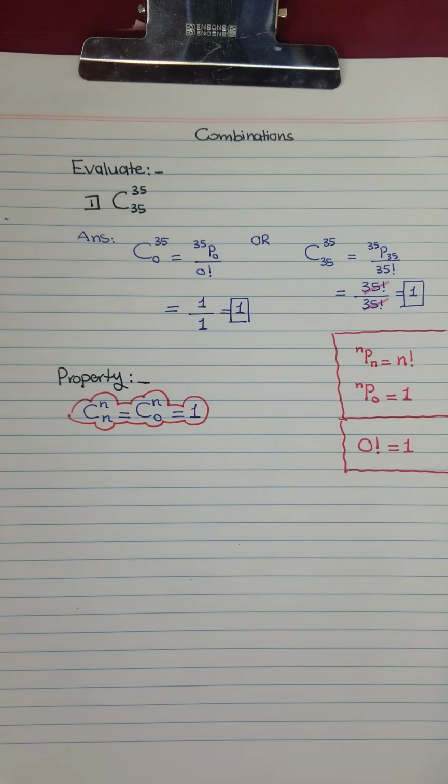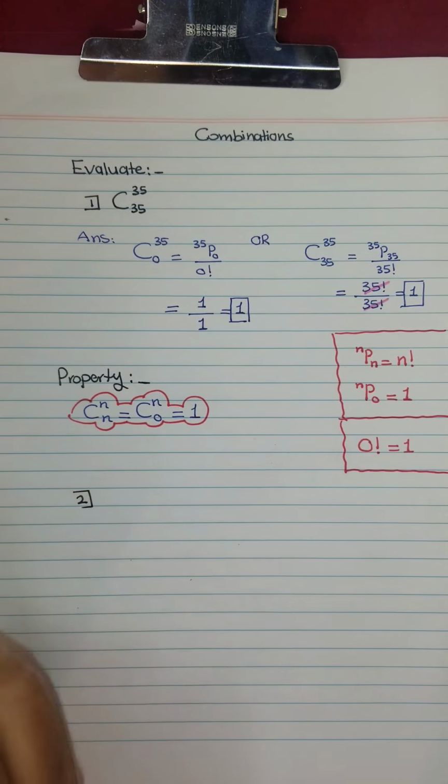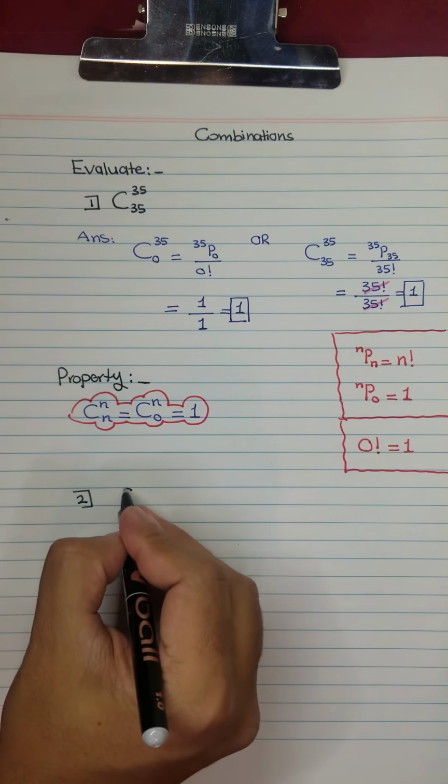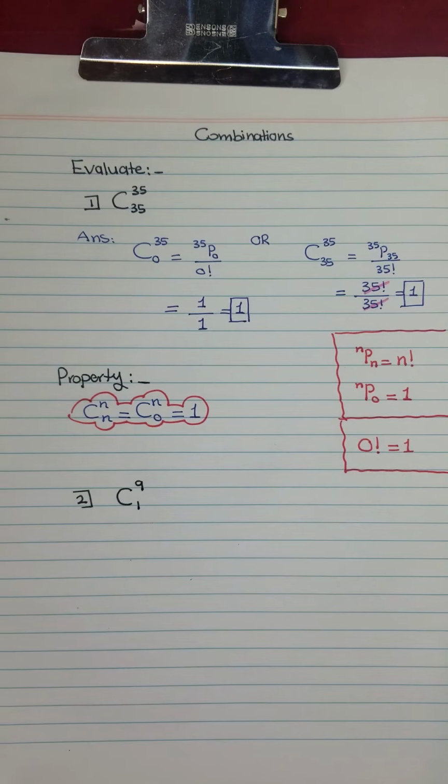Now, let's carry on. Let's do another one of evaluating, and with it, we will also discover another property. Let's say that we want to find the combination of 9 and 1. So the value of r is how much? It's 1. So let's do this.